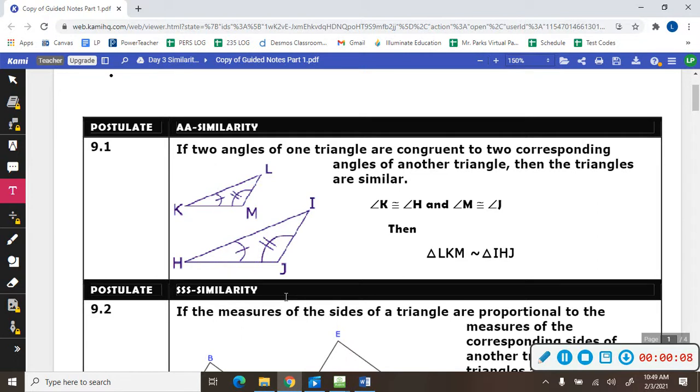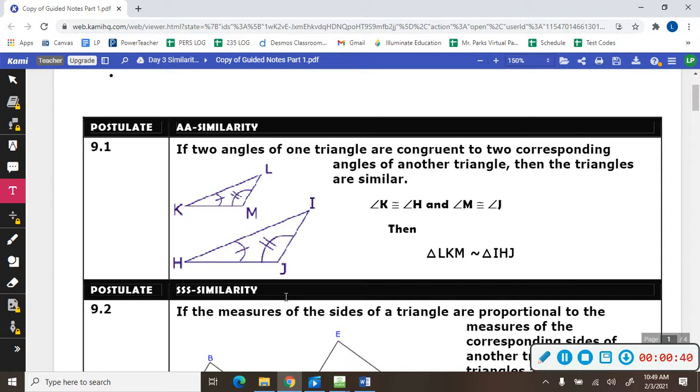Well, when we did congruency before, we talked about a few congruency theorems and postulates. One of them was side, side, side. Another one was side, angle, side. We also had hypotenuse, leg. And there were a few others that we used. And those were to show that triangles were congruent. Well, there's also postulates out there to know if triangles are similar.